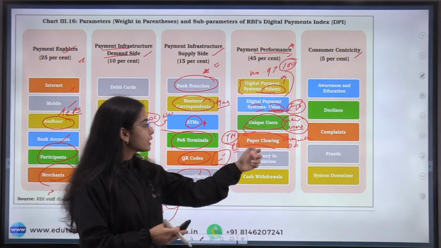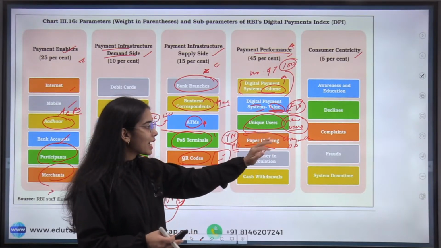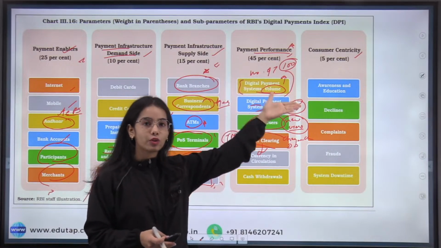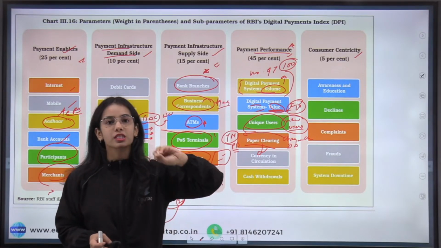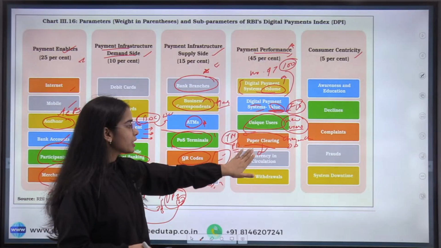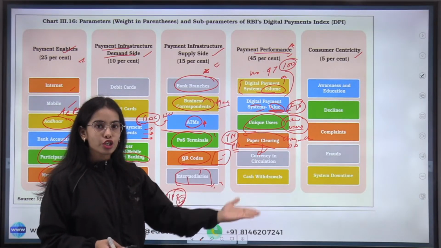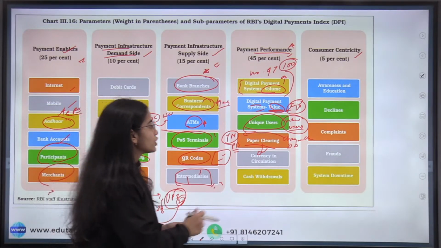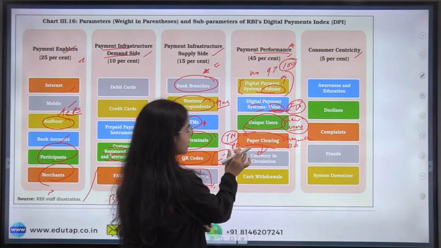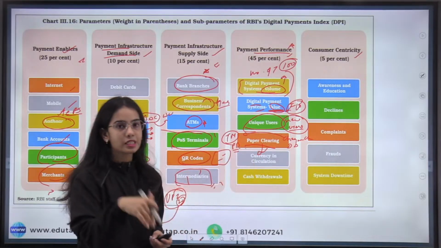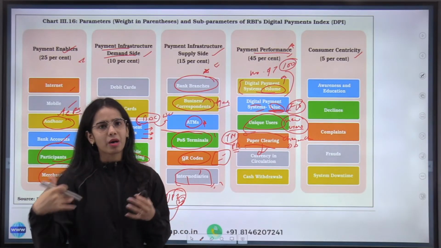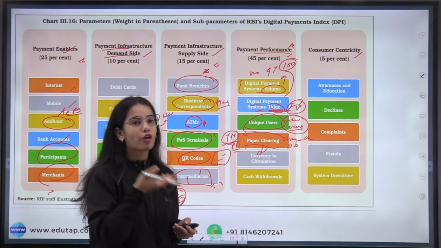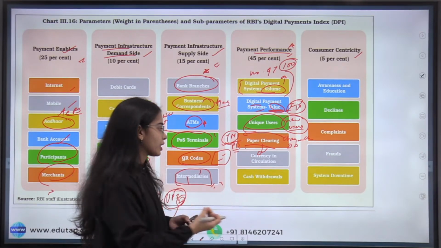So the paper clearing has reduced immensely, and that reduction in paper clearing shows that the digital payment performance is very good, and the digital payment ecosystem is helping a lot. Okay, so the reduction in paper clearing shows that the digital payments are improving and they are increasing in the country. So paper clearing basically means that the paper based instruments, the checks and demand drafts, are used less. The traditional methods are being used less, and there are more digital payments being done.